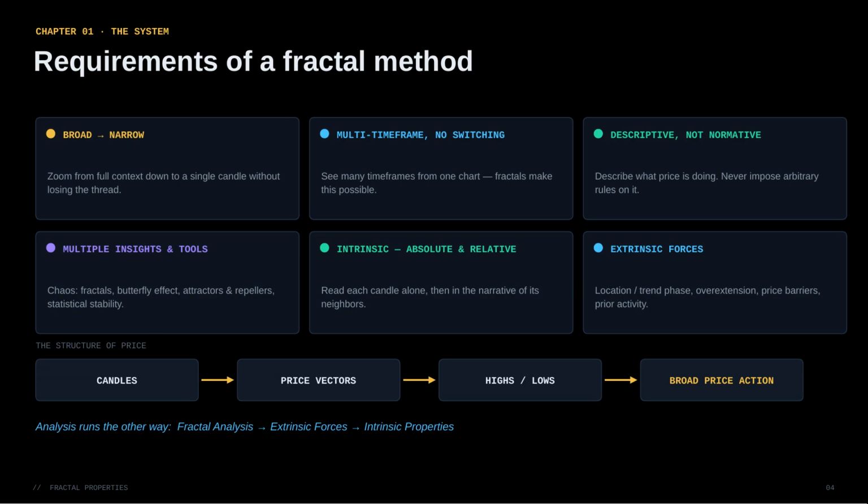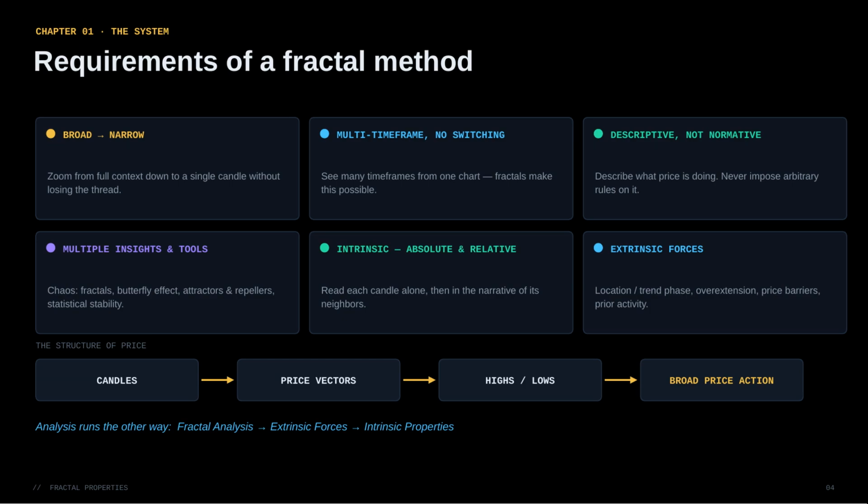It draws on chaos theory, fractals, the butterfly effect, attractors and repellers, and statistical stability. And it reads price at 2 depths: intrinsic properties, what each candle says in absolute and relative terms, and extrinsic forces: location in the trend, overextension, barriers, and prior activity.